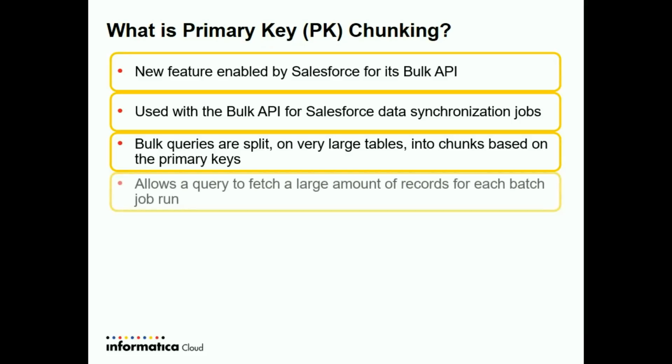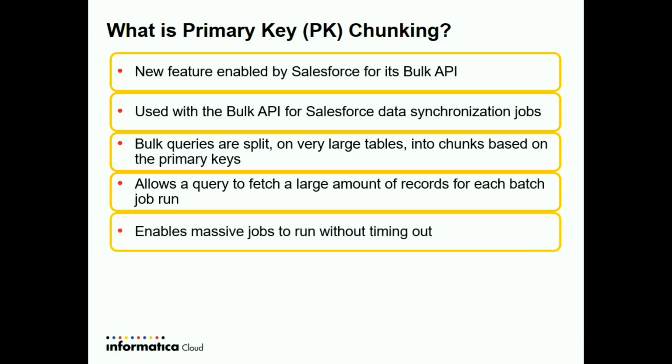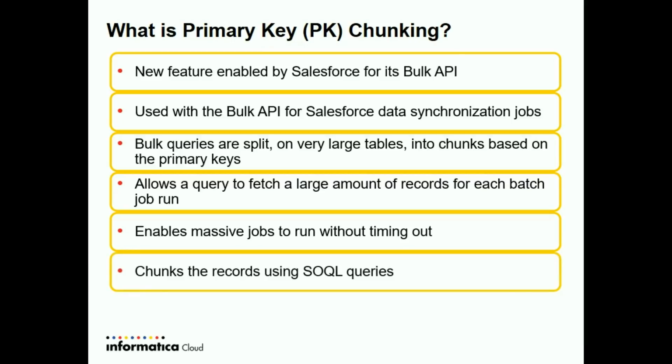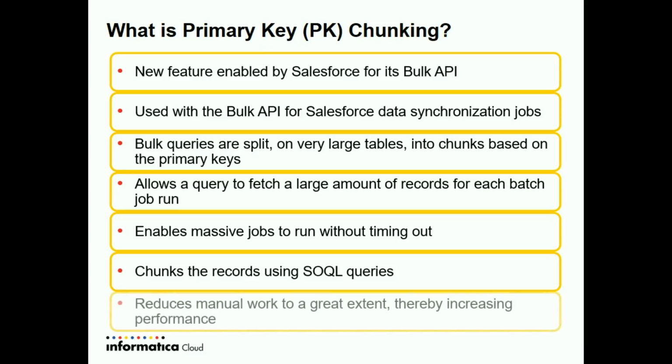This feature allows a query to fetch a large amount of records for each batch job run, so PK chunking enables massive jobs to run without timing out. The chunking of records is done with the help of SOQL queries. PK chunking provides improved performance as there is very little manual intervention. You simply enter a few parameters on your bulk API job and the platform automatically splits the query into separate chunks. It also executes a query for each chunk and returns the data.